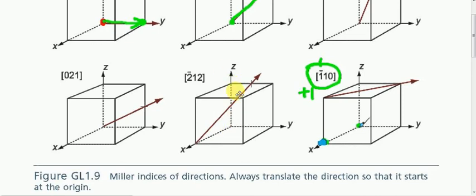Minus 1 for the x-axis because it is showing the opposite way, 0.5 for the y-axis, and 1 for the z-axis. So we made it into a whole number, and that became bar 2, 1, 2.